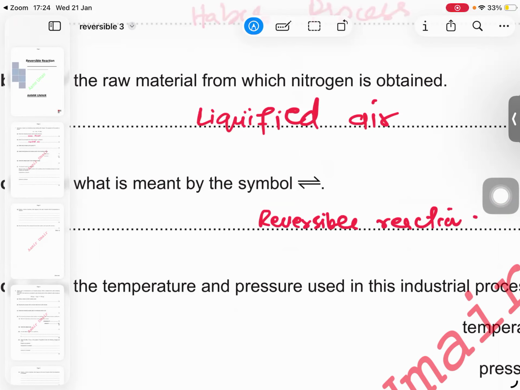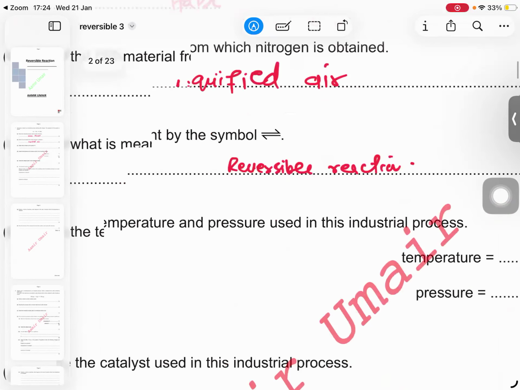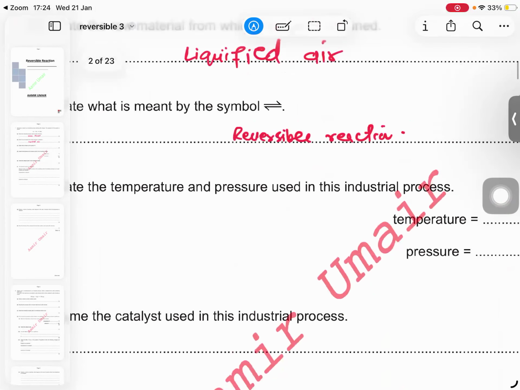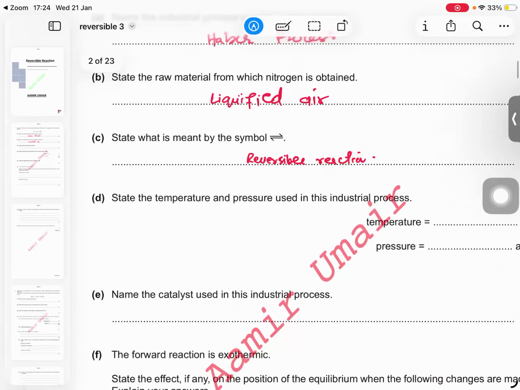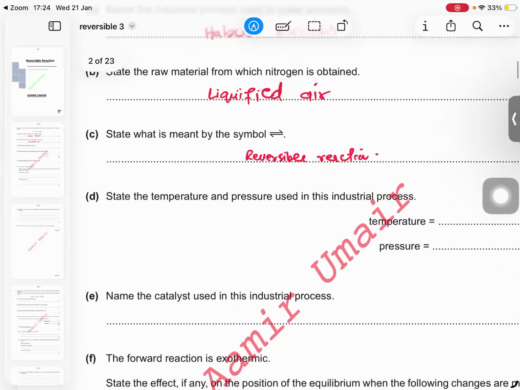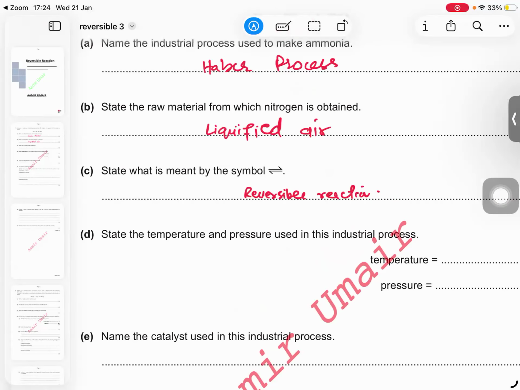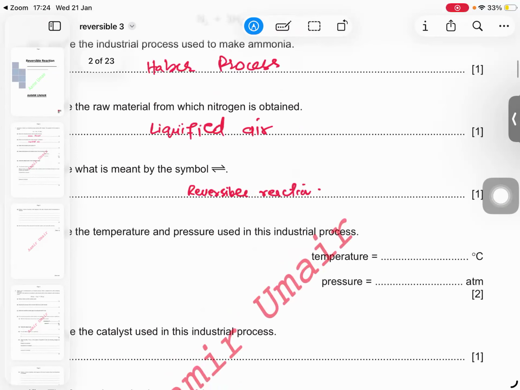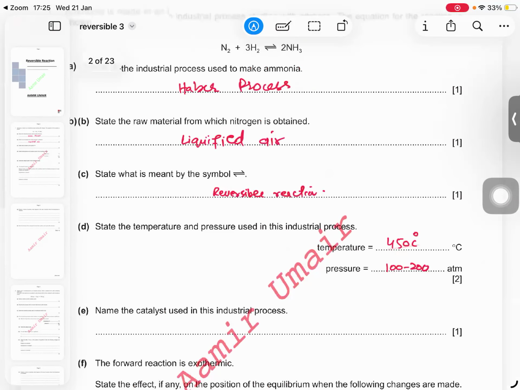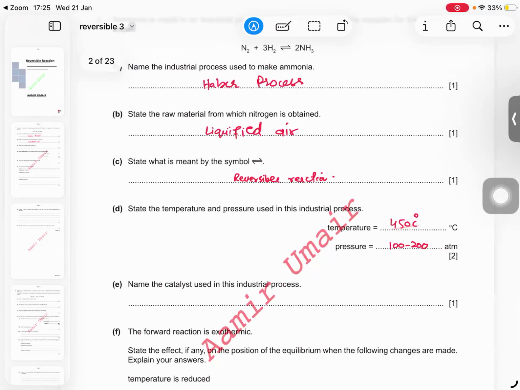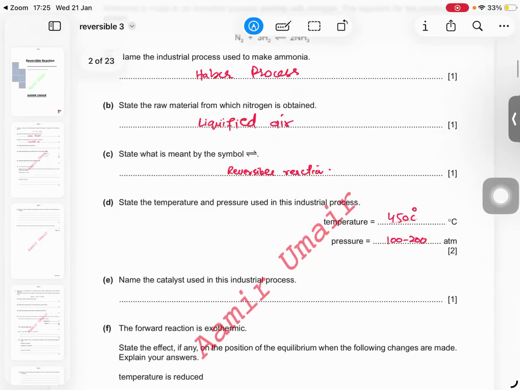Next, state the temperature and pressure needed for this industrial process. 450 degrees Celsius temperature. And what is the pressure? 100 to 200 atm. Name the catalyst used in the industrial process. Iron. The forward reaction is exothermic.